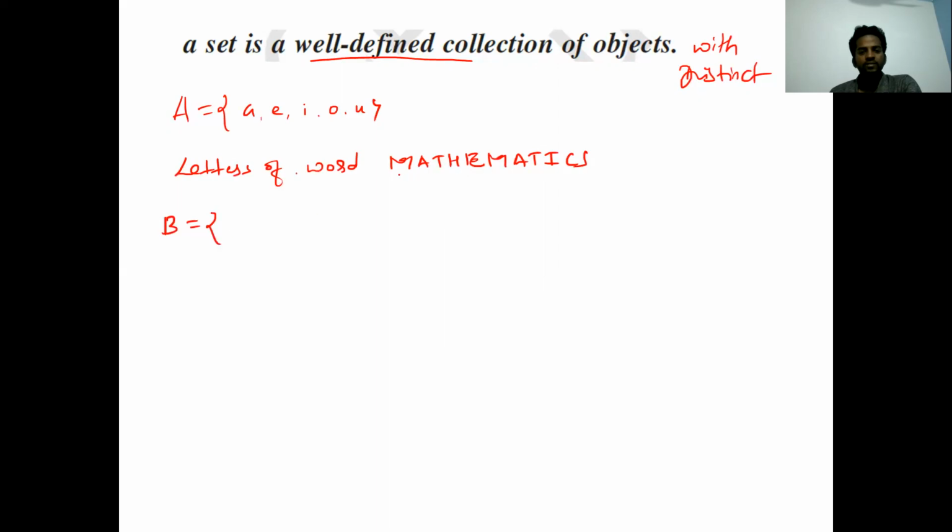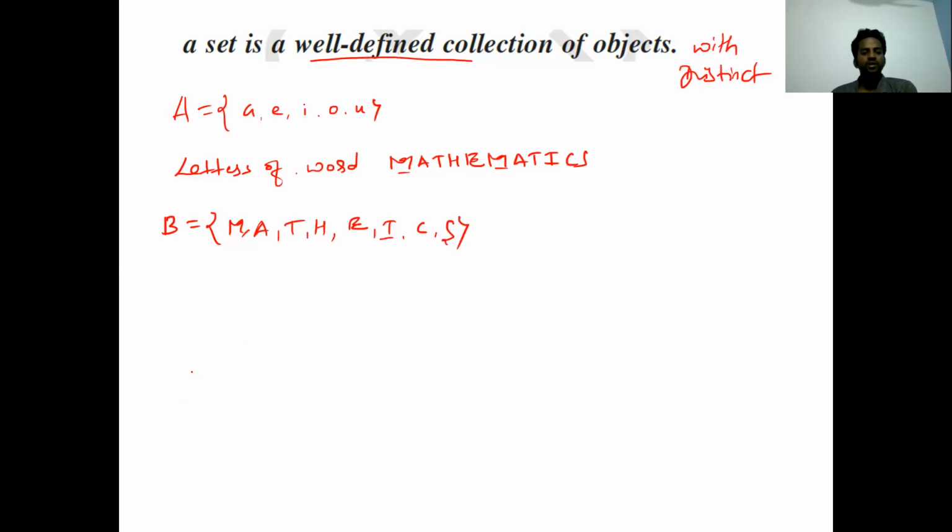Now, what are the elements, what are the letters? M is there two times, but it will be written only one time. Why? Because it is with distinct elements, meaning distinct objects. Next, A is also there two times, but you'll write it only one time. Next T one time, H, then E. M is over, A is over, T is also over, I, C, S. So these are the best example for sets.